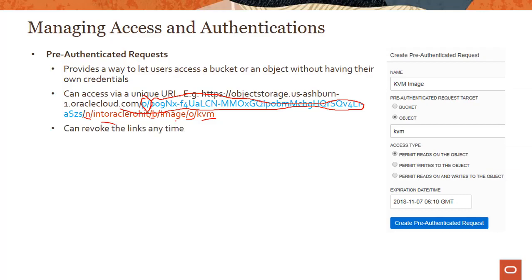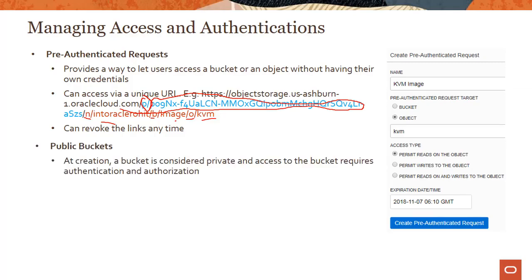You can revoke the links at any time. Suppose you give users access to a bucket or an object without having their own credentials, and their job is done, you can always revoke the links, and they will lose the access to the object or the bucket going forward.